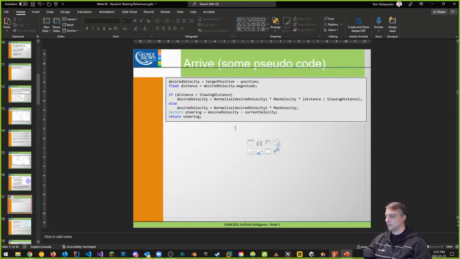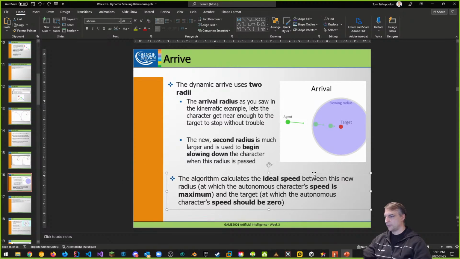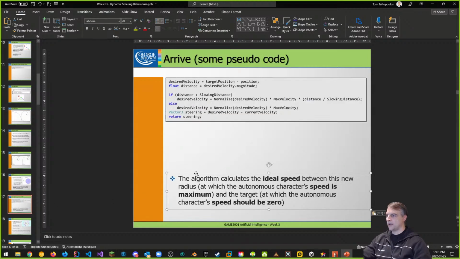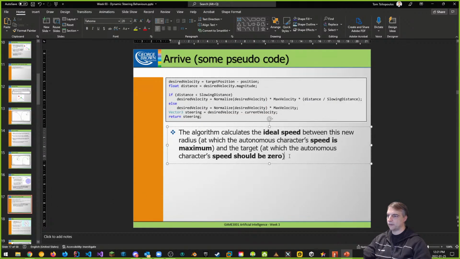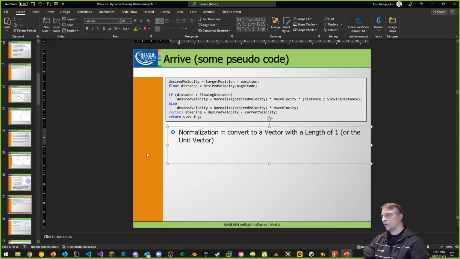Let's grab this thing. This is pretty cool. What we want to say then is the term normalize. When we hear normalization, it means we want to convert a vector to a vector with a length of 1. We can also call this the unit vector. That's what normalization means.